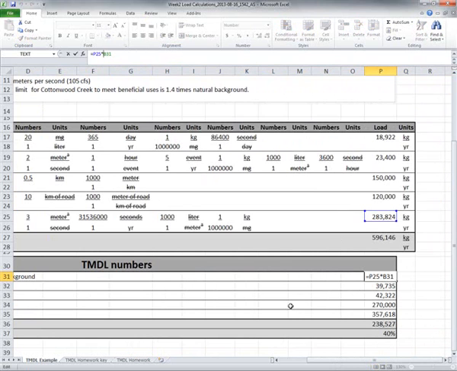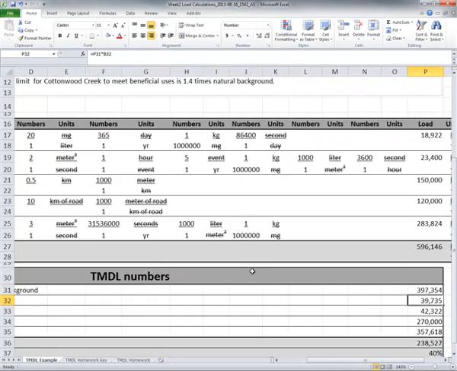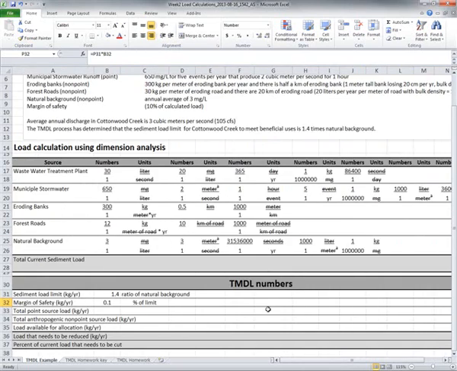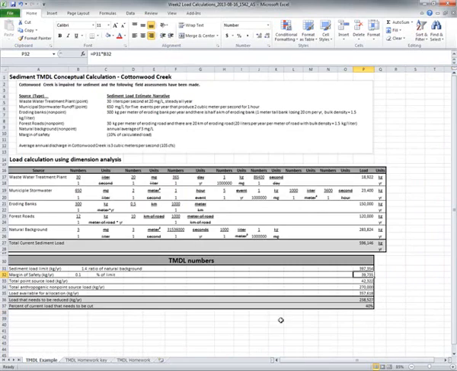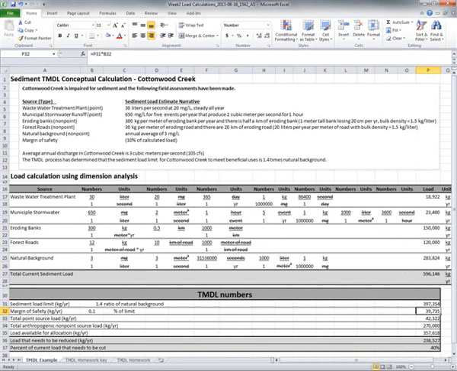So zooming back out here so that you can see that. My calculation here is referring to the natural background of sediment and my ratio, and I'm saying the load limit that it can handle is 397,000 kilograms per year before it gets impaired.